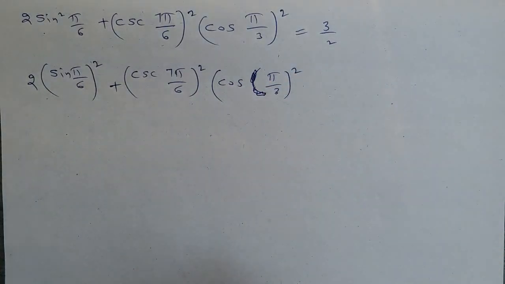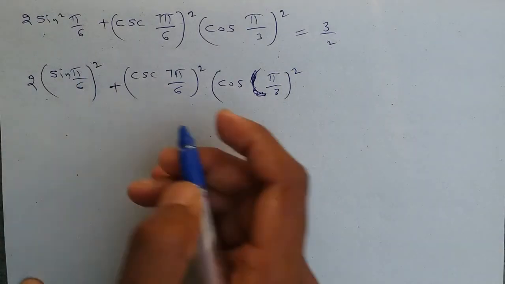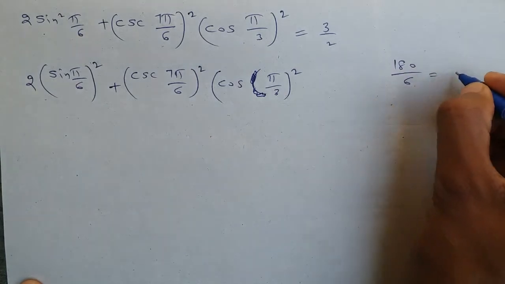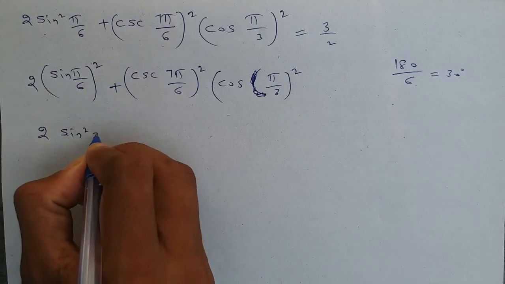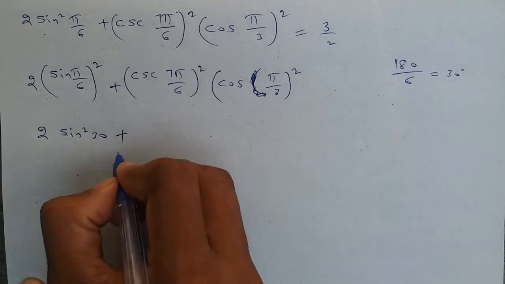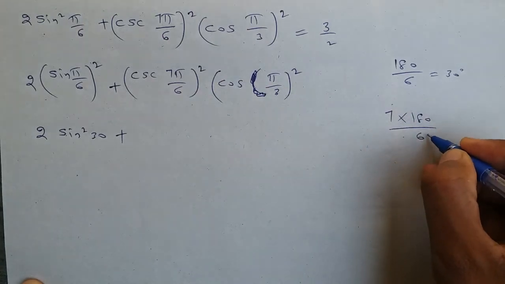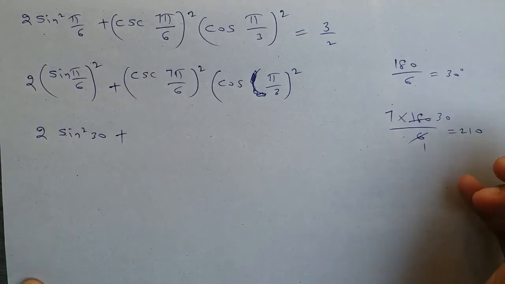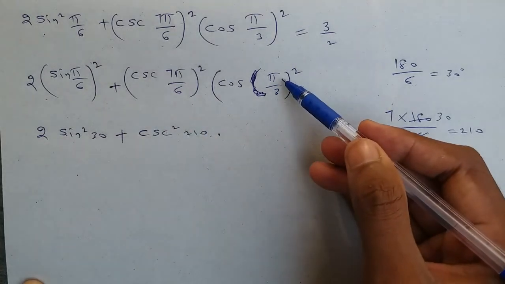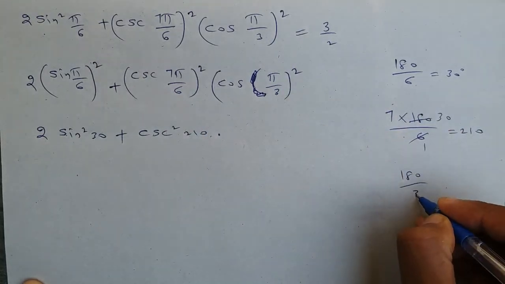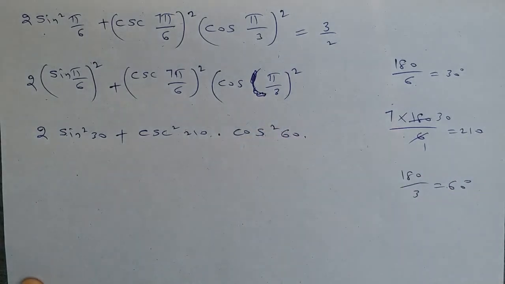Now in the place of π I will substitute 180 degrees. So 180 by 6 is 30 degrees. So I will write 2 into sin² 30 plus, again in the place of π substituting 180, 7 into 180 by 6, 6 ones are 6, 30 is also 210 degrees. That is cosec² 210 degrees into, in the place of π again 180, so 180 by 3 is nothing but 60 degrees. So cos² 60 degrees.